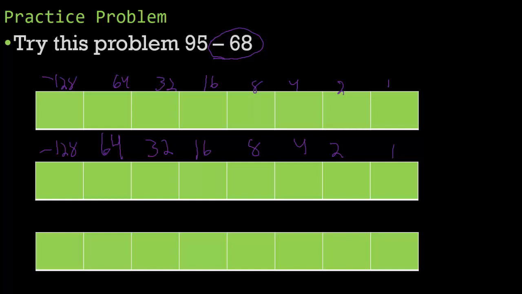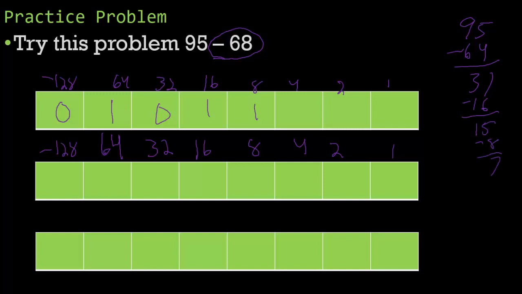Let's start with 95. I don't need a negative 128. I do need a 64. And 95 minus 64 is going to be 31. Can't use a 32. I can use a 16. And that comes out to 15. I can use an 8. And that's going to come out to 7. I can use a 4, which will get me to a 3. And that means these two need to be filled out. And that is positive 95.